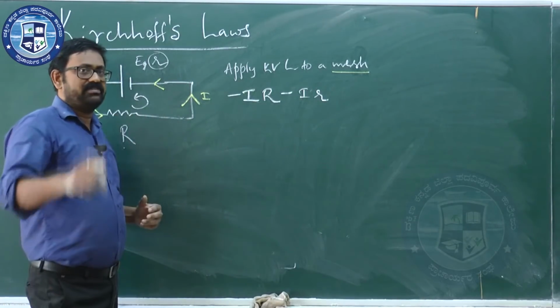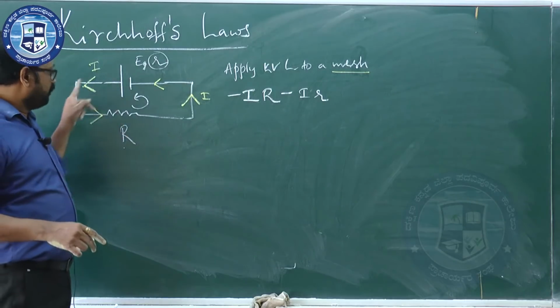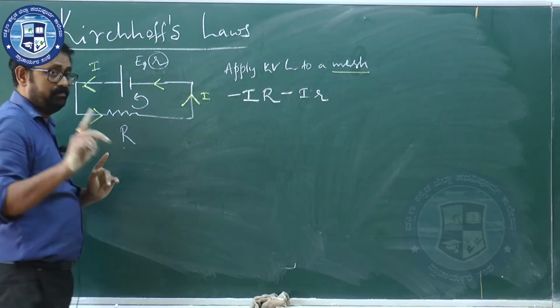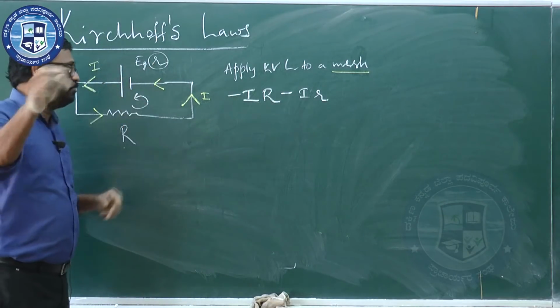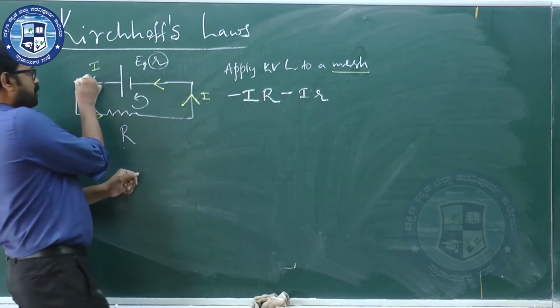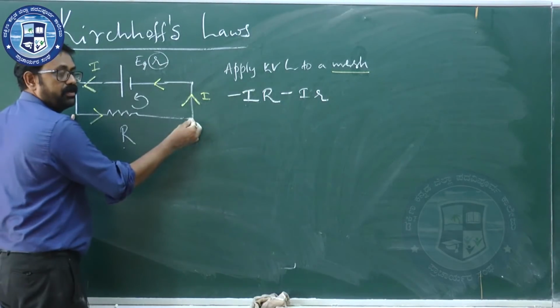Direction of a current in the branch, if it is same as the direction of a traverse, product of IR is negative. So I said direction of a current and direction of a traverse are same, not opposite. Make it clear. Direction of a current and direction of a traverse are in the same direction. So product of IR is negative. You move from here to here. No resistance. I'll repeat. I started from here to here. Product of IR is minus IR.